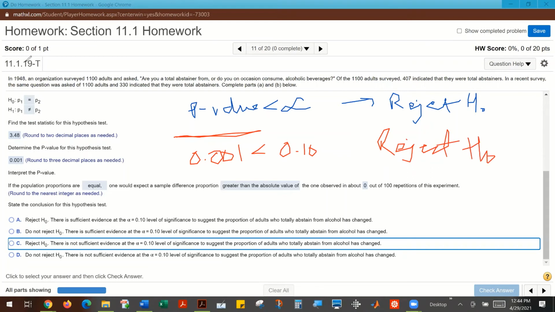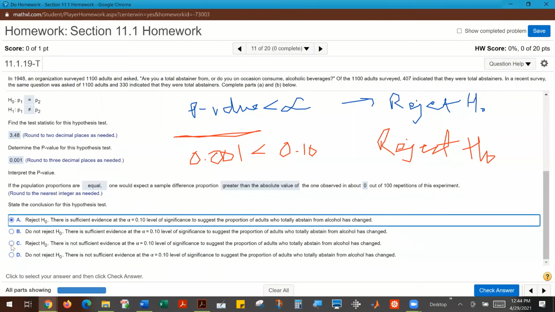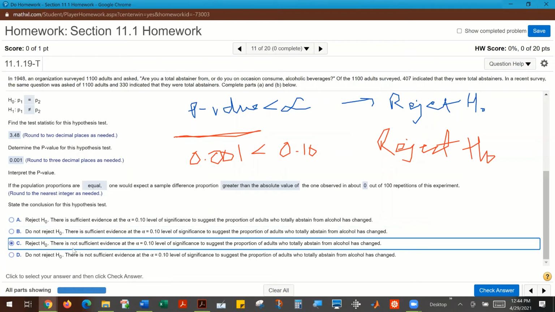So since you are rejecting the null hypotheses, you now have to choose, is it going to be between option A or is it going to be option C? So let's read both of them. It says, reject the null hypotheses. There is sufficient evidence at the alpha 0.10 level of significance to suggest the proportion of adults who totally abstain from alcohol has changed. Or your second option is reject the null hypotheses. There is not sufficient evidence at the alpha equals 0.10 level of significance to suggest the proportion of adults who totally abstain from alcohol has changed.